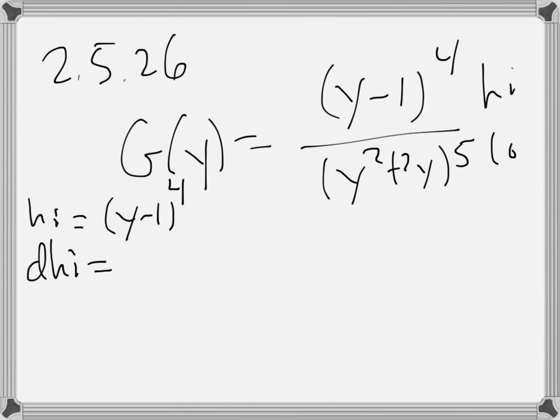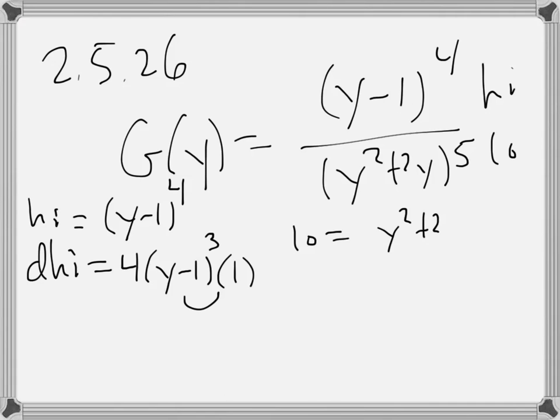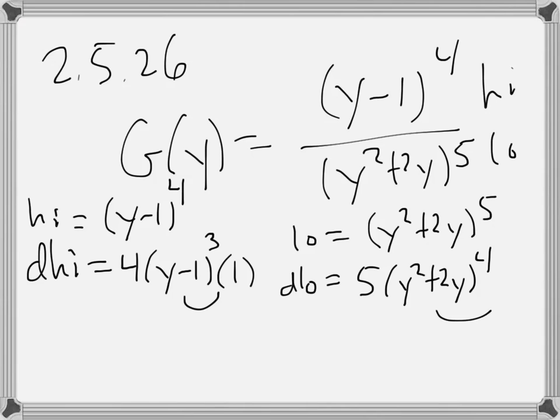To take that derivative, I would use the power rule, leave y minus 1 inside, and then multiply by the derivative of y minus 1, which is 1, because y becomes 1, since it's the independent variable, and then 1 goes to 0. I also need the derivative of the low, and it's the same deal. I need to use the chain rule: y squared plus 2y is the function inside y to the 5th. So I use the power rule, and then I multiply by the derivative of what's inside, which is 2y plus 2. Now I've got my 4 pieces to do my quotient rule, and I'll do that on the next slide.